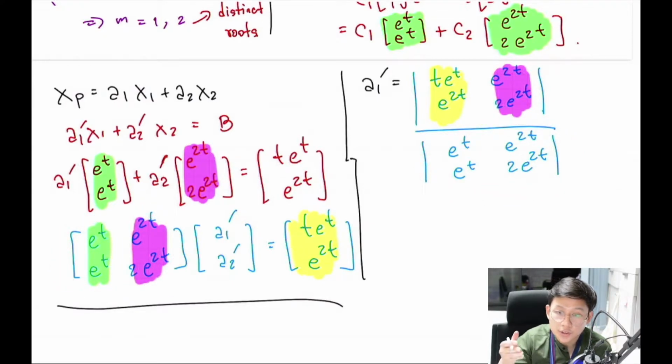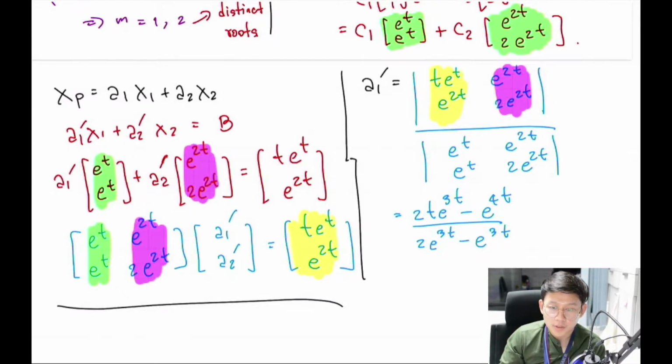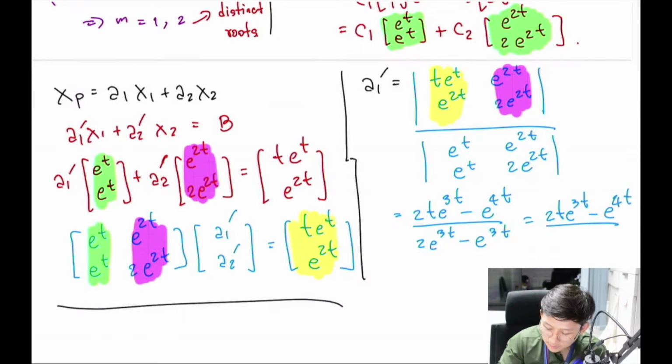Okay, so you need to find that determinant. Here it's quite simple. You get 2t e to the 3t minus e to the 4t, divided by 2e to the 3t minus e to the 3t. That is 2t e to the 3t minus e to the 4t, divided by e to the 3t.